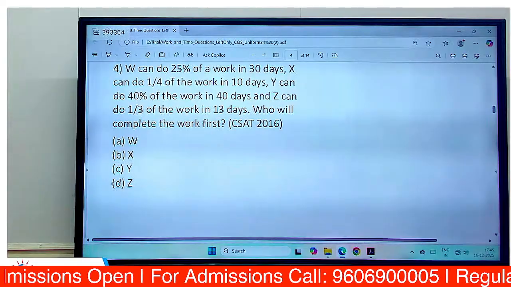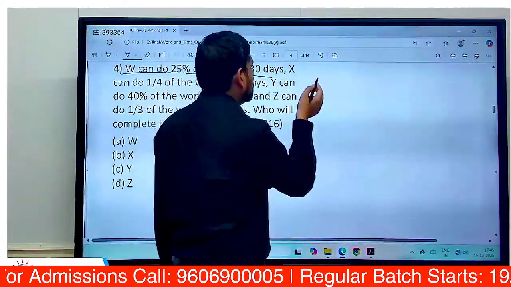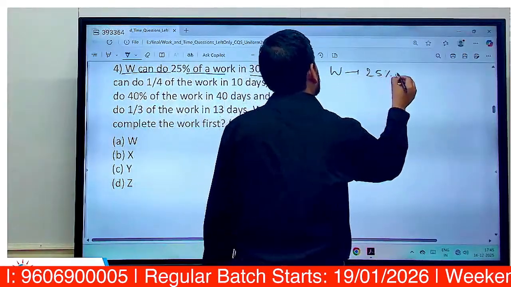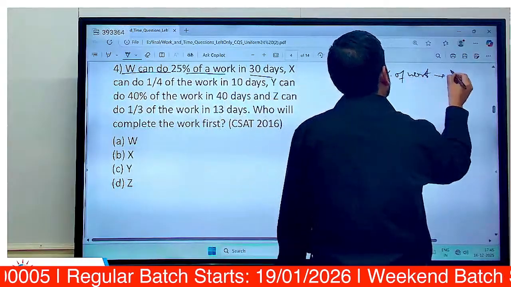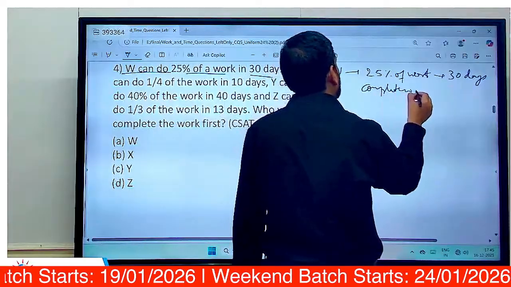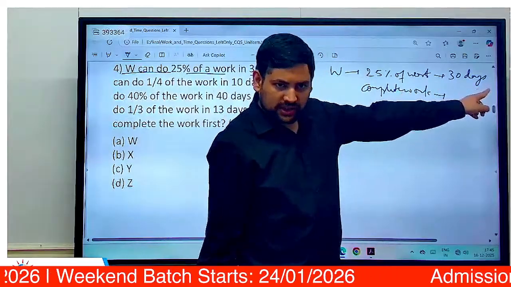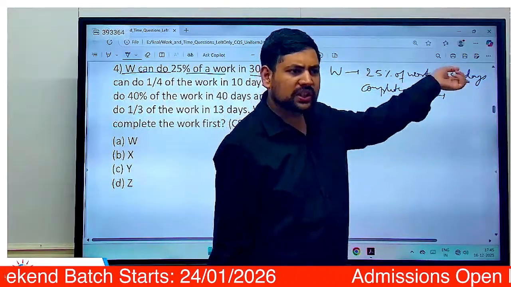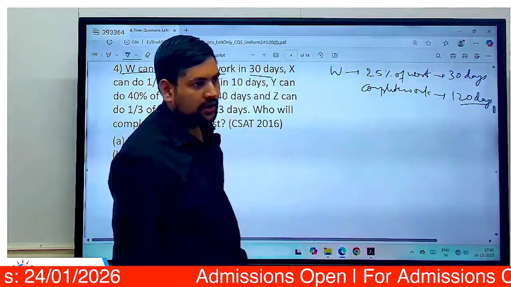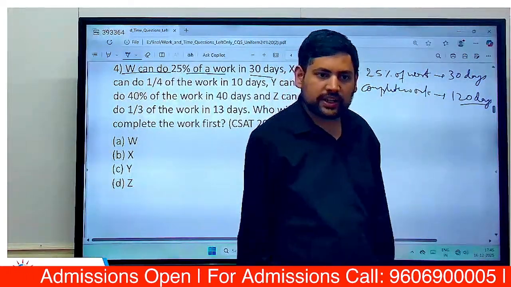Just convert all of them. For example, this W can do 25% work in 30 days. So W does 25% of work in 30 days. How much time will he take to do the complete work? 1/4 of work he is doing in 30 days. So complete work he'll do in 4 times this, that is 120 days. Understood? 1/4 of work is being done in 30 days, complete work will be done in 120 days.